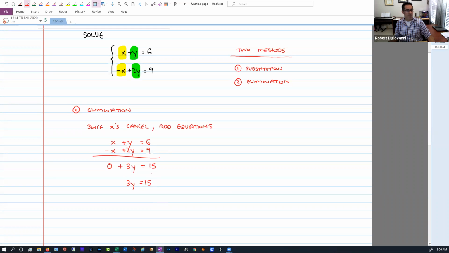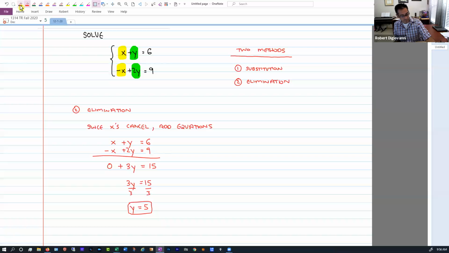And now just divide both sides by 3, and you get y is 5. Didn't we say y was 5? And we got that really fast, didn't we? That was a lot less work. Now we still need to find out what x is, right? We still need to find out what x is. So how do we find the x?